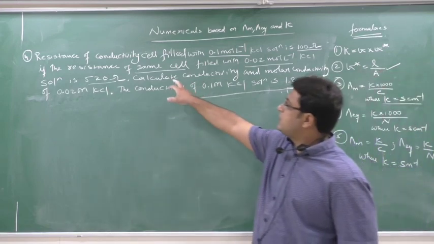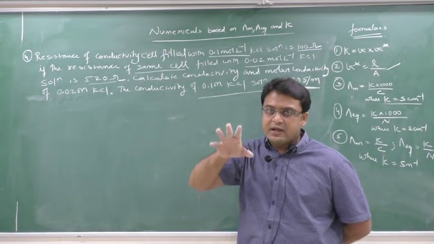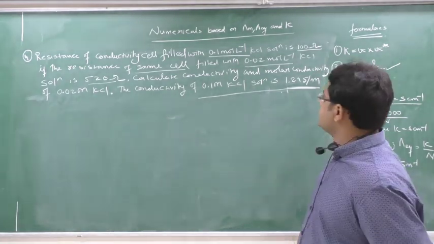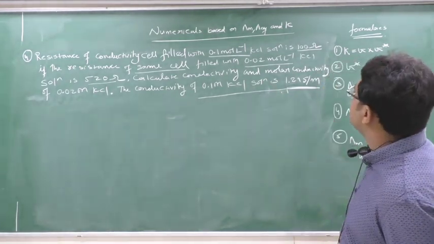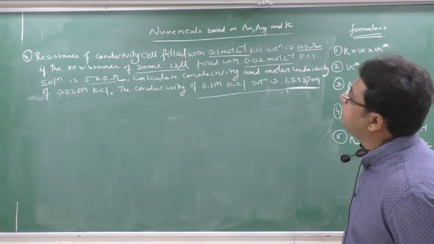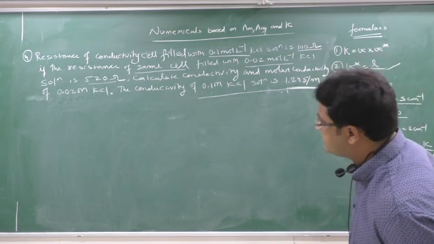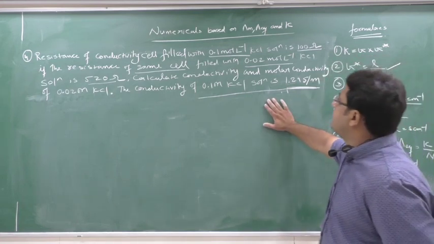So whenever in the question they give you the same cell, you have to understand that 99% the problem will start with the cell constant. The cell is filled with 0.02 mole per liter KCl solution and the resistance is 520 ohm. Calculate the conductivity and molar conductivity of 0.02 molar KCl and the conductivity of 0.1 molar KCl solution.